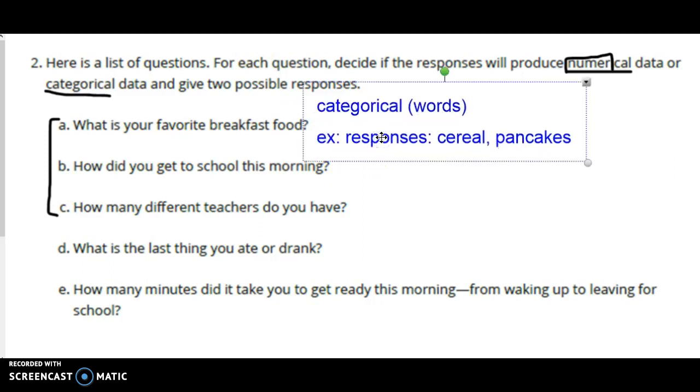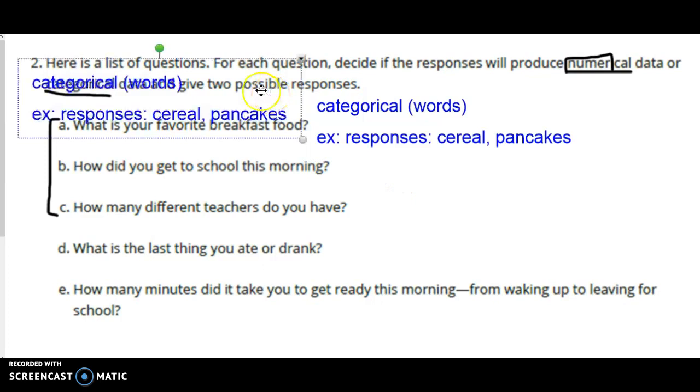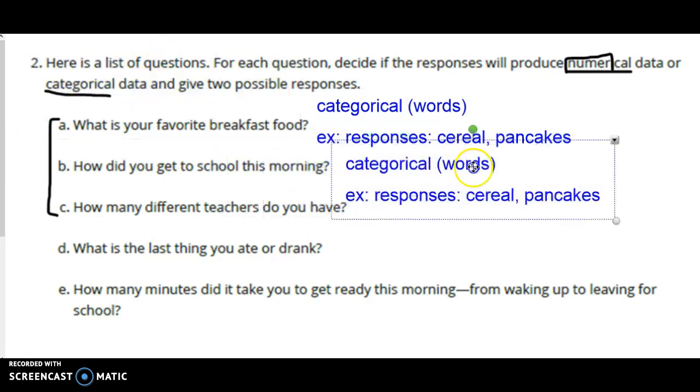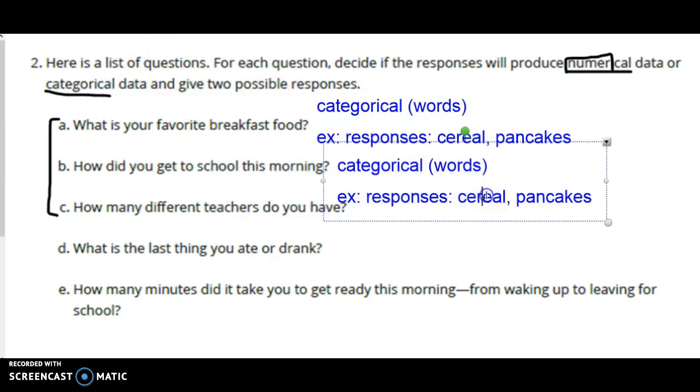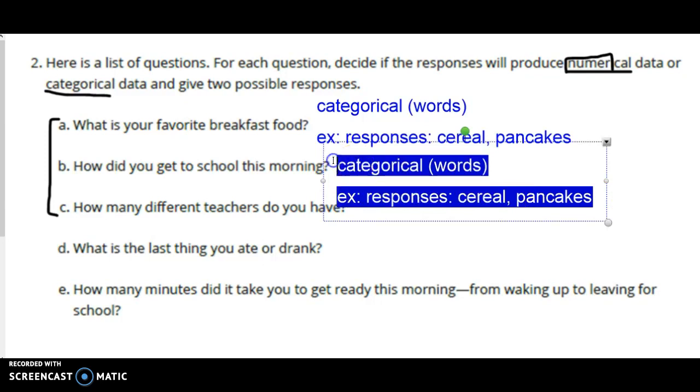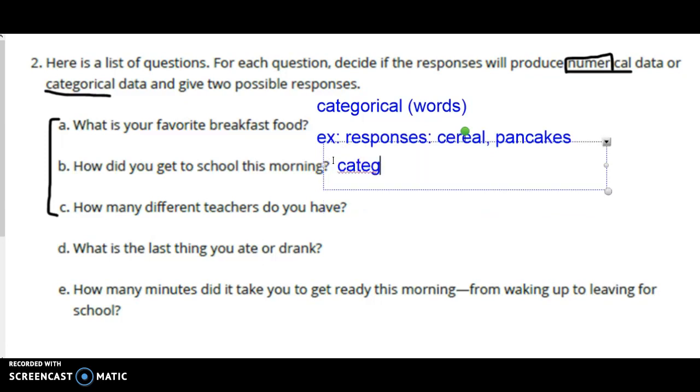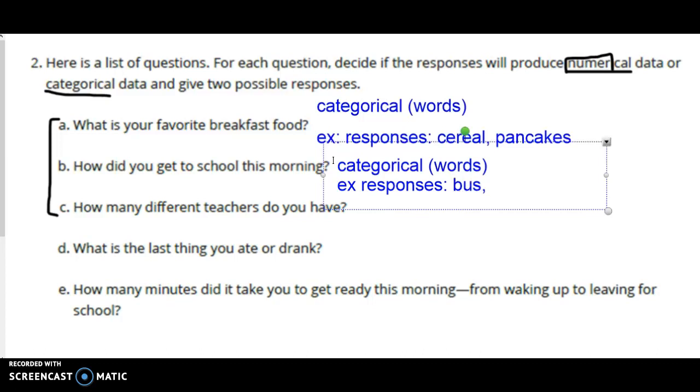B, how do you get to school in the morning? For how do you get to school in the morning? I'm thinking that we're going to get answers like I ride the bus, I get dropped off. So this is also categorical words. Example responses. We could say bus. We could say car rider.